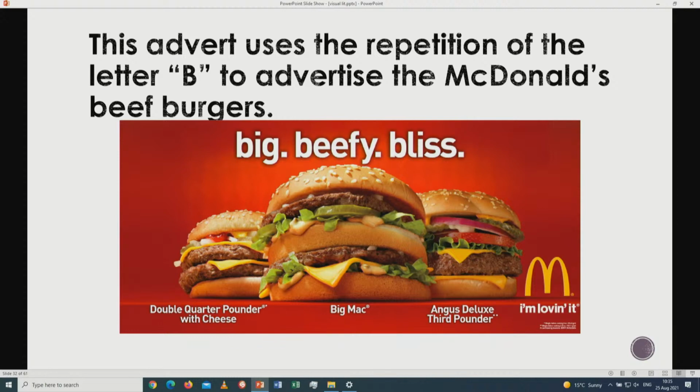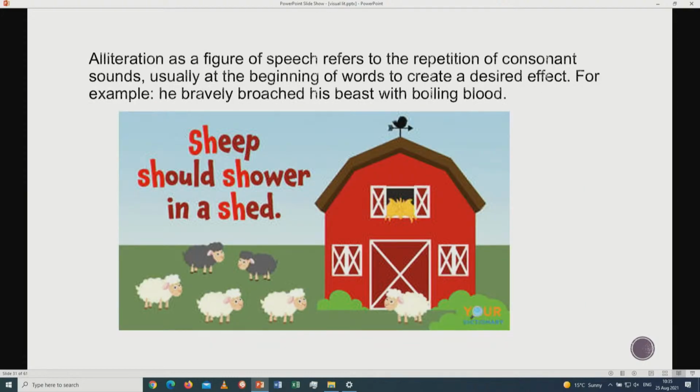So now we need to have more examples of alliteration so that we understand the difference between alliteration, simile, metaphor, hyperbole, personification. So how are you going to identify if this advert uses the alliteration? As I already said, alliteration usually has the repetition of consonant sound at the beginning of words.